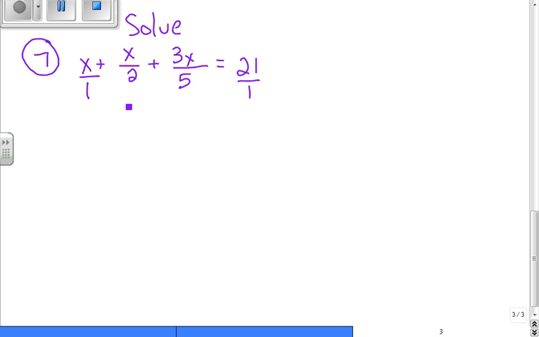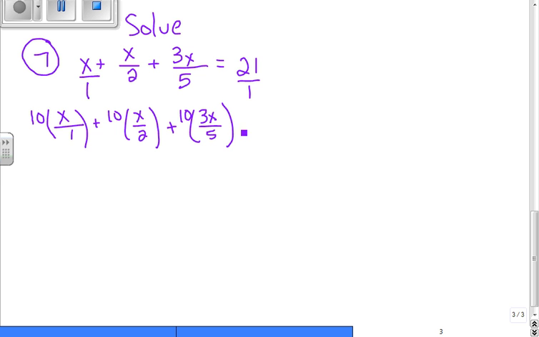So we're going to multiply everything by 10. So we're going to have 10 times x plus 10 times x over 2 plus 10 times 3x over 5 is equal to 21 times 10. Okay, so now we have to work this out.